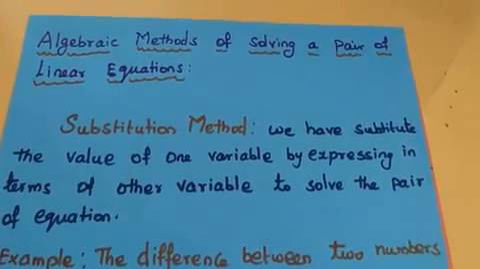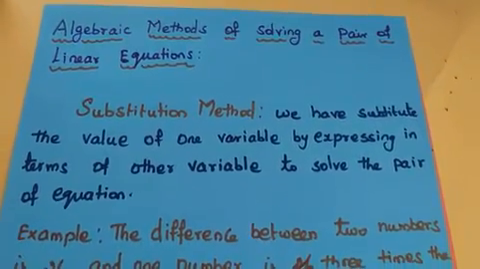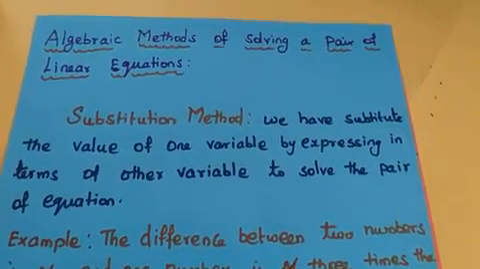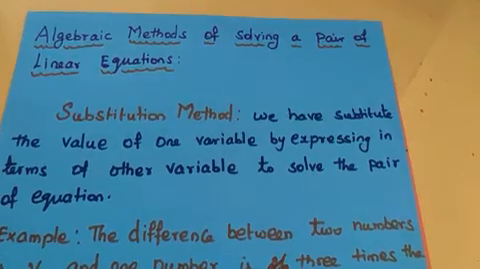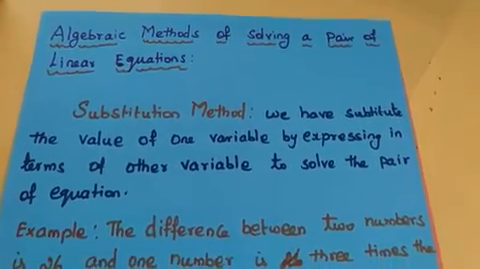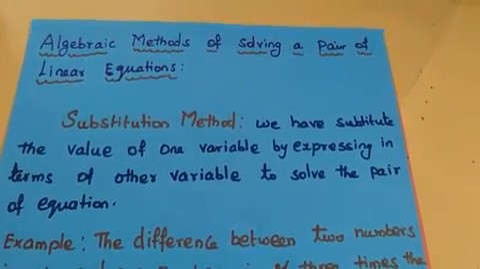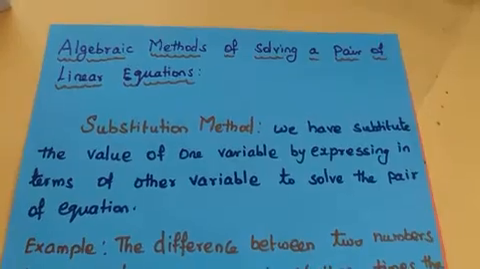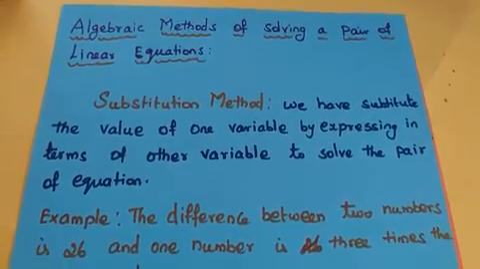Like that we will assume one value, and that x value will be put in the other equation so that we get an equation in a single variable. So we will get the solution very easily. Means a linear equation with one variable we will get, and then we can find the solution of that equation. Now I will explain with an example.